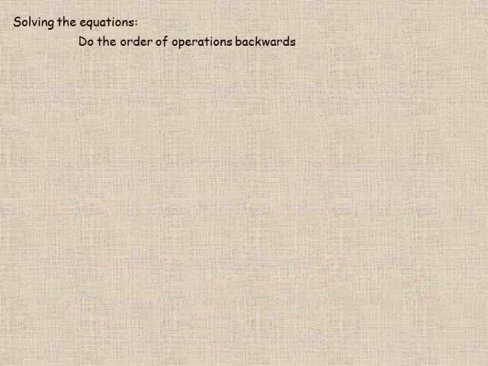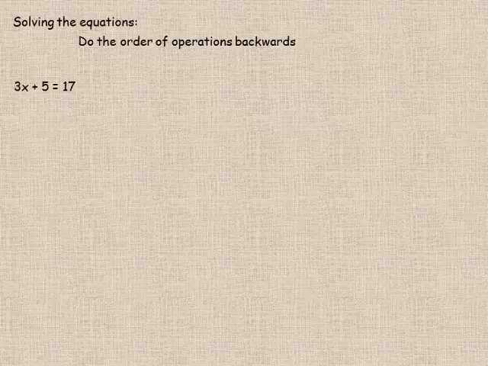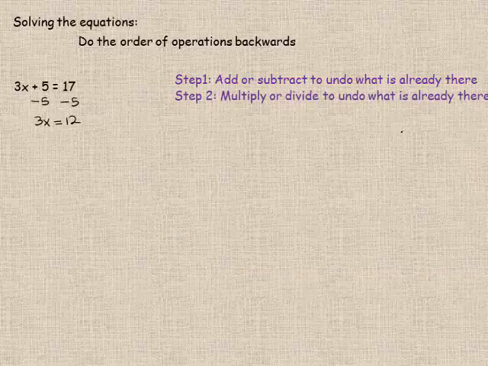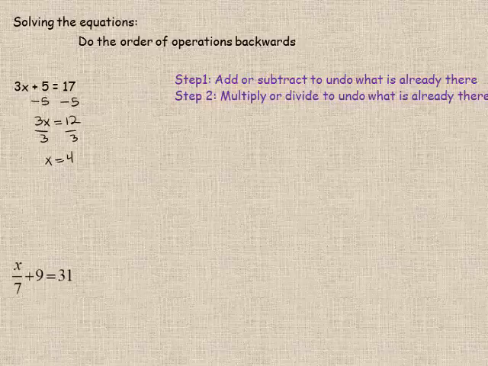To solve the equations, we do the order of operations backwards. So when I see 3x plus 5 equals 17, the first thing I want to do is add or subtract. Now, order of operations told me to multiply or divide first, but since I'm undoing, I'm moving backwards. So here's a plus 5, so I'm going to subtract 5 from both sides, and that will give me 3x equals 12. Then I need to multiply or divide to undo what's already here. So I'll divide both sides by 3, and that will give me x equals 4.